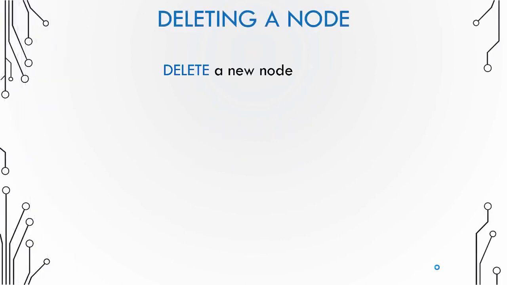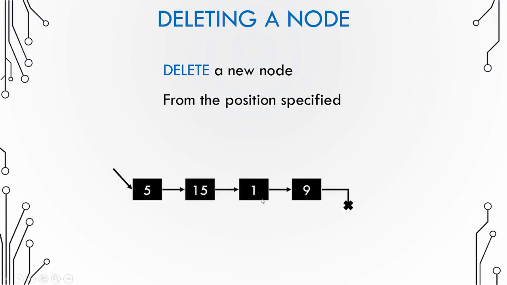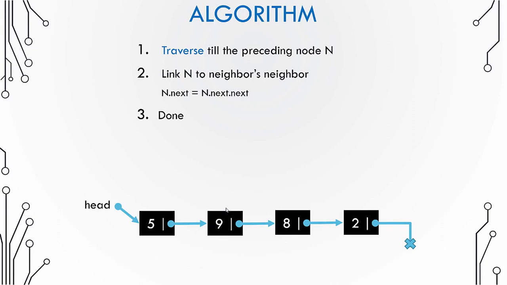Most of the time, deleting a node involves deleting a node from a specific position. For example, if you want to delete the node at position number 3, in this case the node with value 1, you need a way to make the node with value 15 link with the node with value 9, thereby skipping the node with value 1. Right? Let us see how we do this in detail.